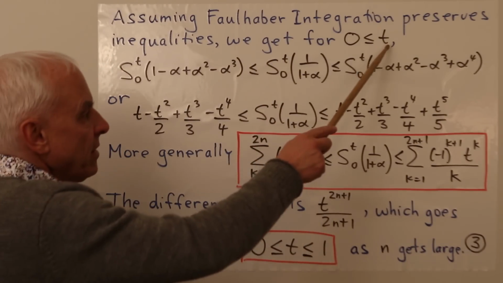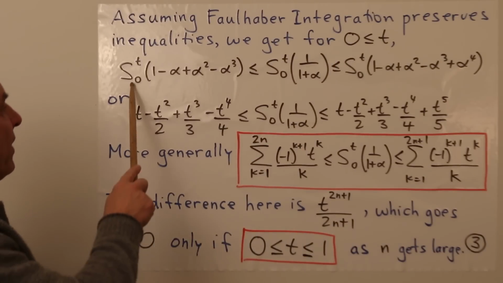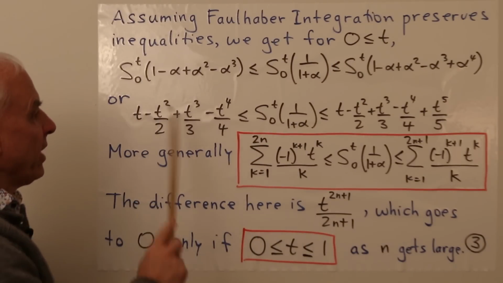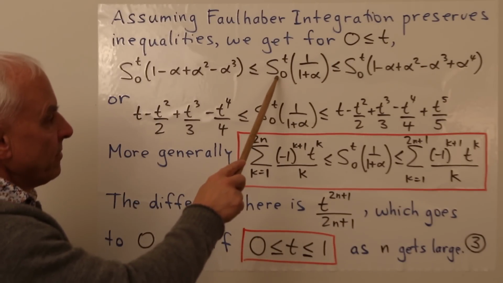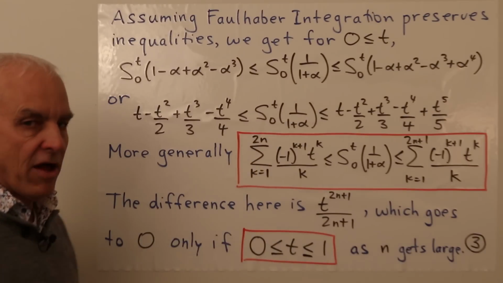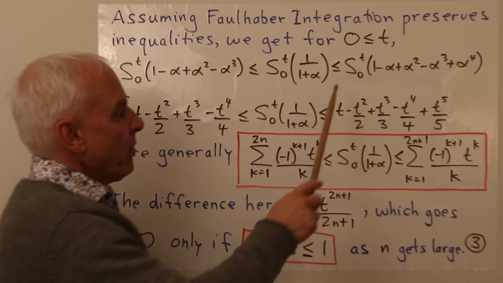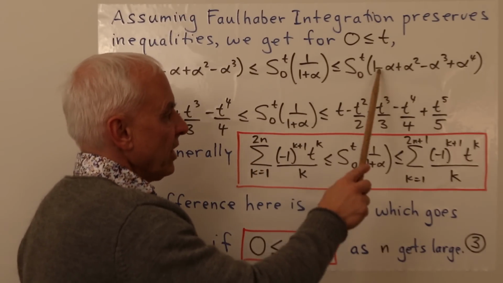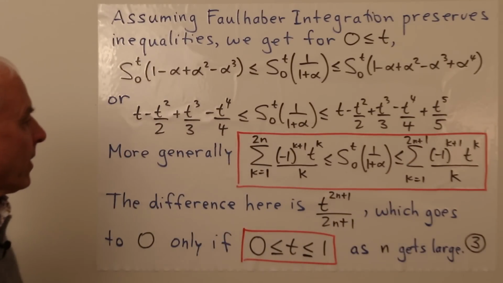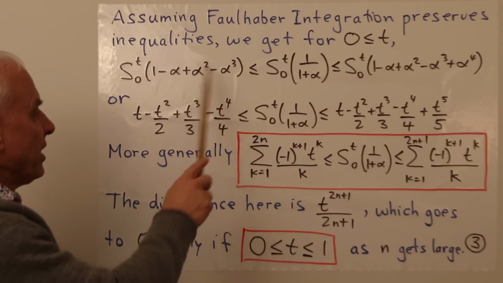So for t greater than or equal to 0, we have that the integral from 0 to t of this quantity is less than or equal to the integral from 0 to t of 1 over 1 plus alpha, whatever that should be, which is less than or equal to the integral from 0 to t of this quantity. Now, happily, these things are easily integrated.